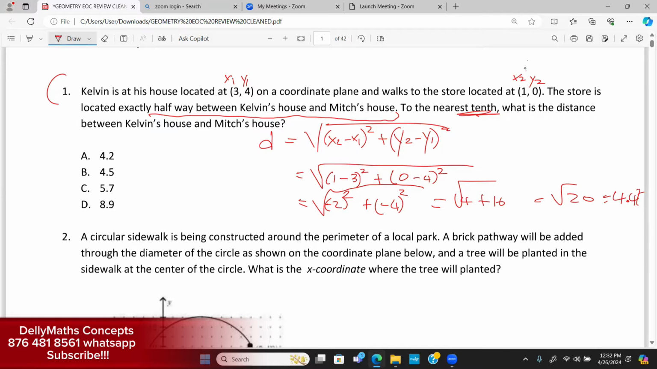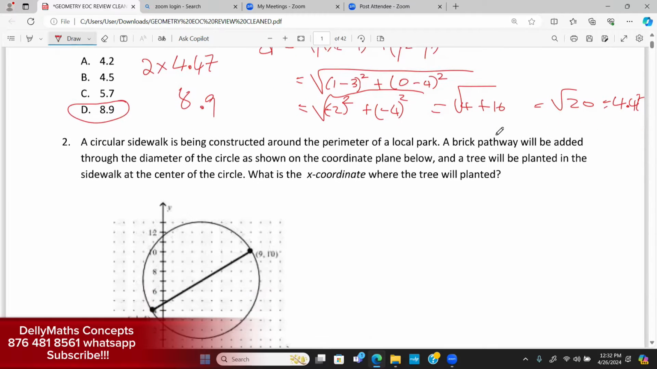And remember, we were told that the distance between the house and the store is halfway between Kelvin and Mitch. So we want to double 4.47. Let's multiply this by 2, and we would have gotten 8.9, and this is the answer. So we're utilizing our distance formula as we go along there.